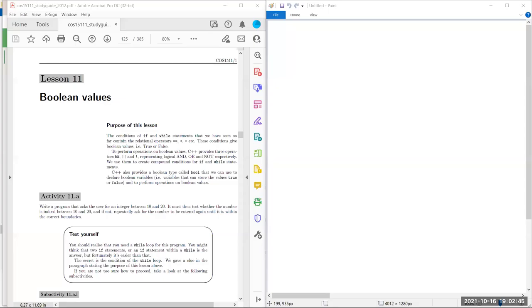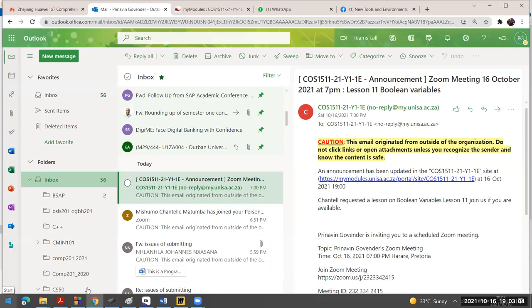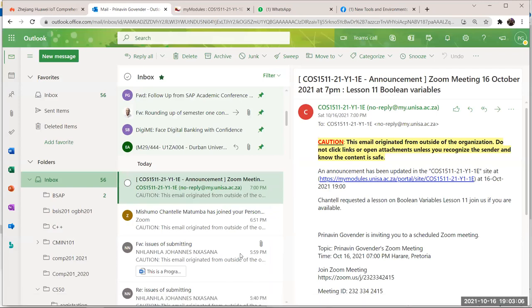Right. So Chantelle asked me about Boolean variables. Now I'm trying out something for the very first time, the one with the Wacom, W-A-C-O-M. So I can write and I can draw, and I've been practicing, and it seems to be jumping around. Let me do the share again.